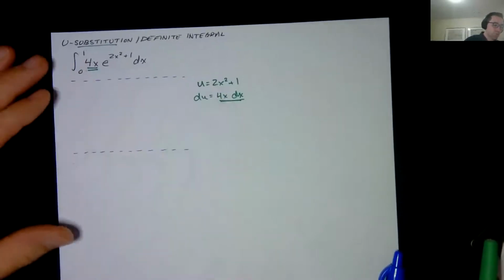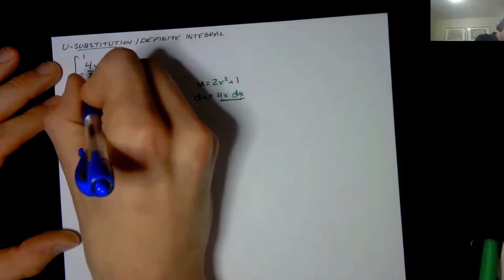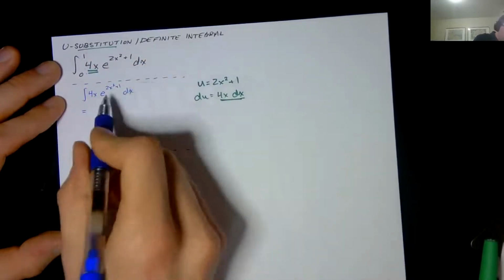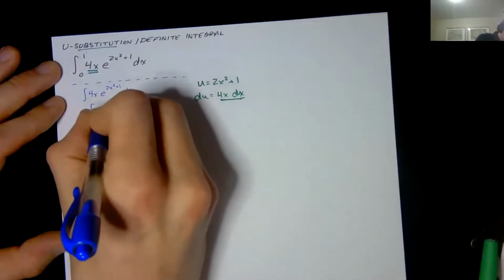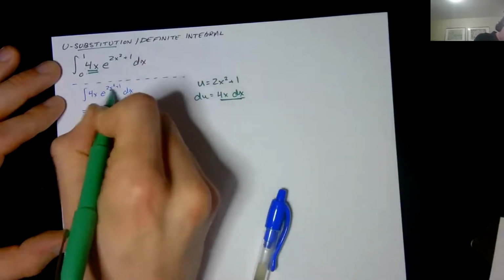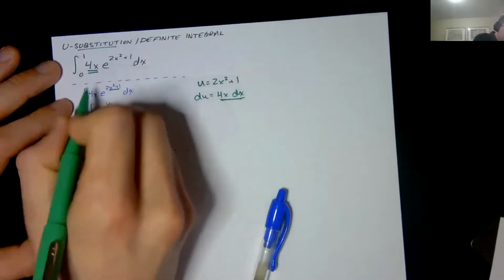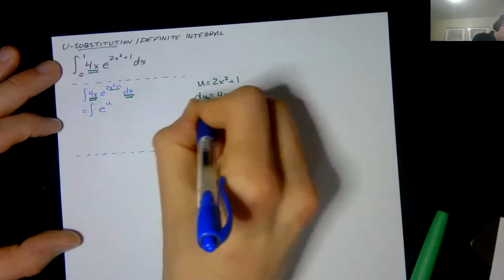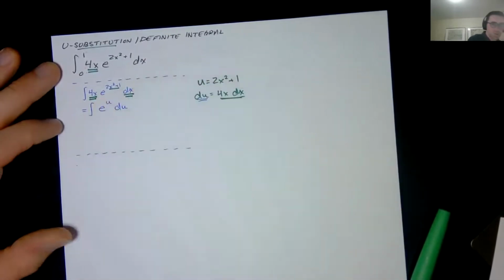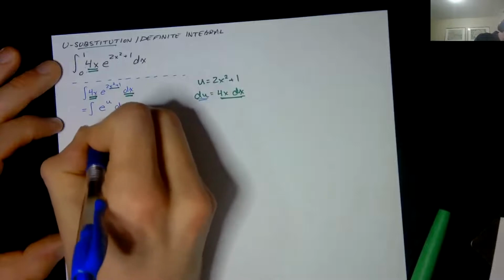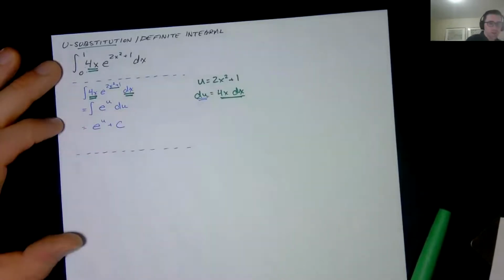So now, if I think about this just as an indefinite integral, 4x e to the 2x squared plus 1 dx, when I perform my substitution, I'm going to replace the exponent with u, so I get e to the u. And then instead of just replacing the x and the dx, I'm going to replace the 4x and the dx with du. So I get du just like that. Still need to take the antiderivative. When we take the antiderivative of that, we do get just e to the u plus c.